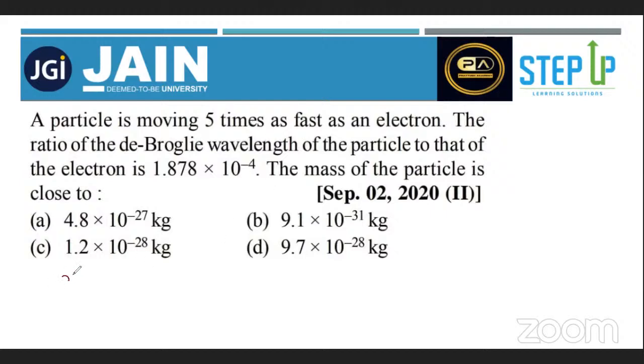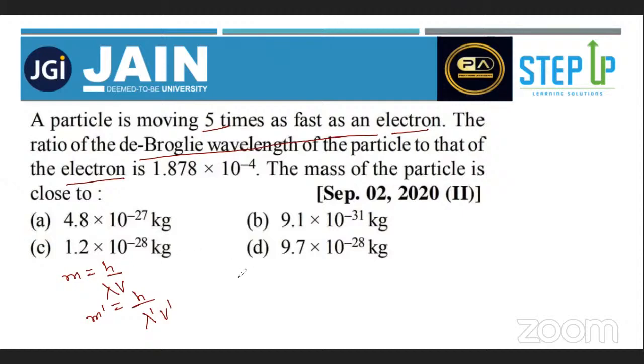I can write the mass of the particle in this form, h by lambda v, using the de Broglie wavelength. I have two situations, so I can take one as m and another as m dash. So m dash I can take as h by lambda dash and v dash. I have to find the ratio of the de Broglie wavelength of the particle to that of the electron, moving 5 times as fast as an electron. So I assume this is for the electron.